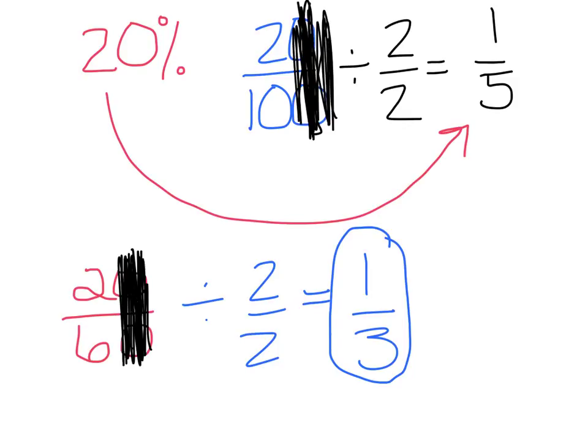Now, back up to the top, I can't take this zero out because I don't have a zero on top to take out with it. I have to have a zero on the top and the bottom, and then I can reduce.